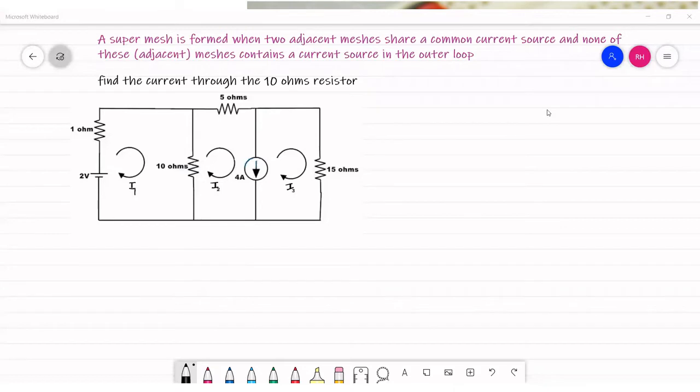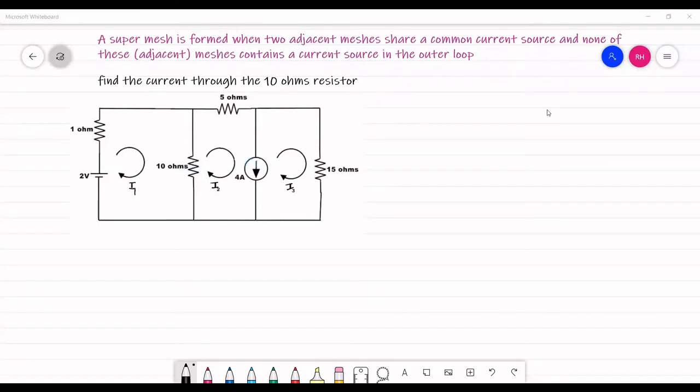Hello everyone. In this video, let us discuss the concept of supermesh and thereby understand how to apply mesh analysis if we have a current source in common or between two meshes.